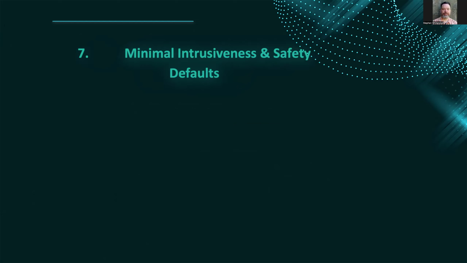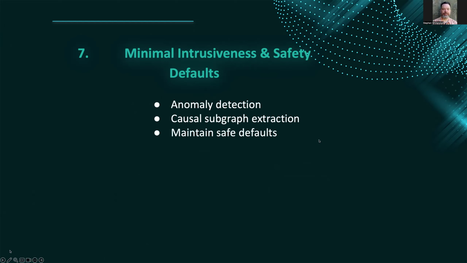Minimal intrusiveness and safety defaults. Anomaly detection can help detect abnormal edit patterns, so too many automated suggestions accepted without review. Causal subgraph extraction, to understand AI suggested edits, explain why an AI suggestion was accepted or rejected, and maintain safety by flagging anomalies rather than executing them automatically.